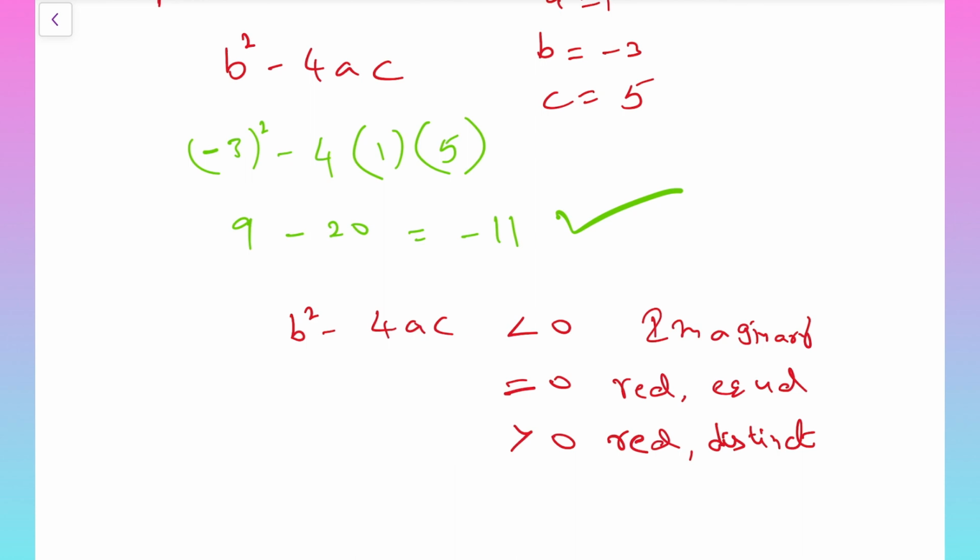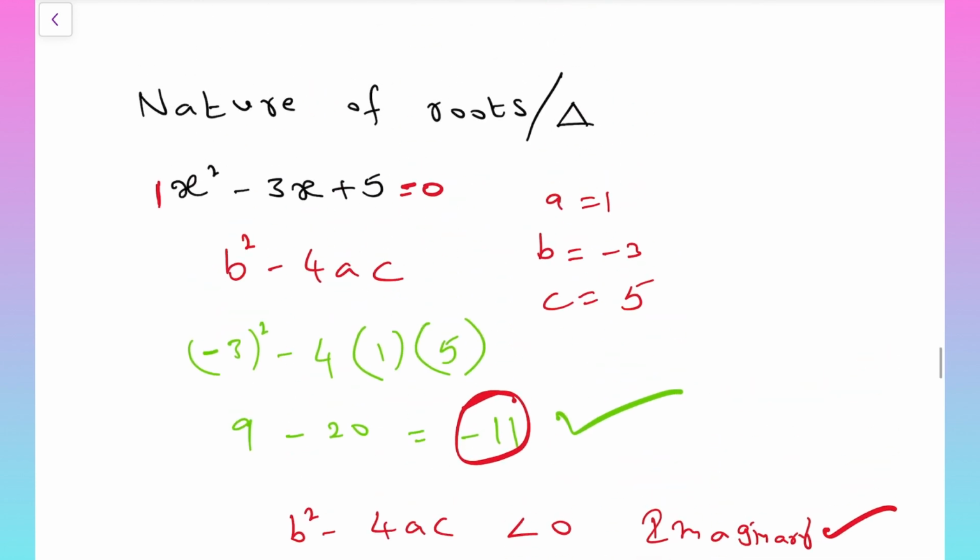So if we observe here now, the b square minus 4ac value we got is minus 11. So minus 11 is smaller than 0. Smaller than 0 means imaginary. So for the given quadratic equation, the roots are imaginary.